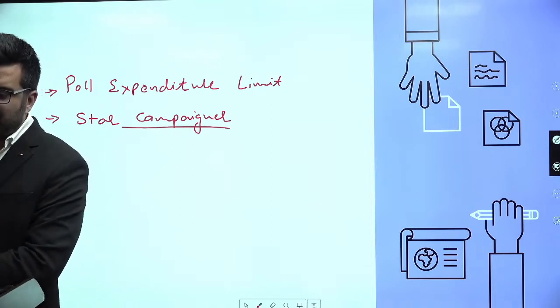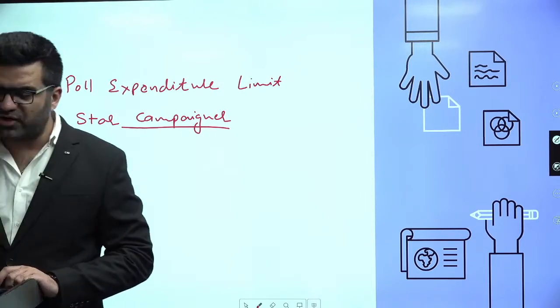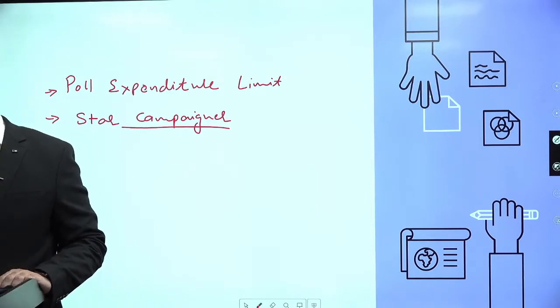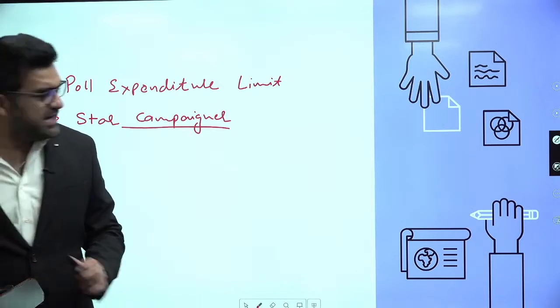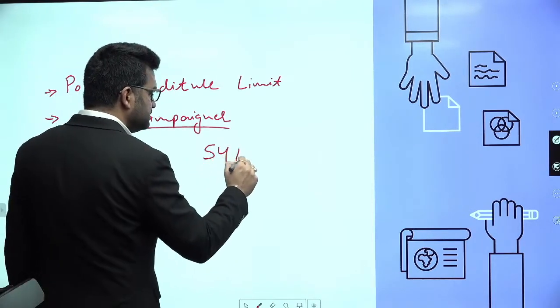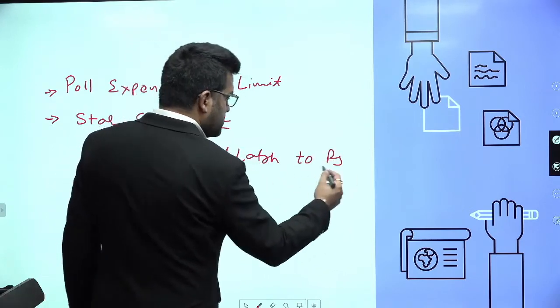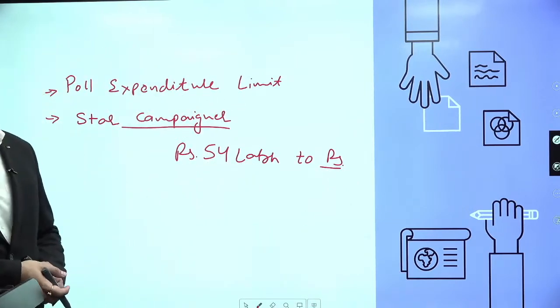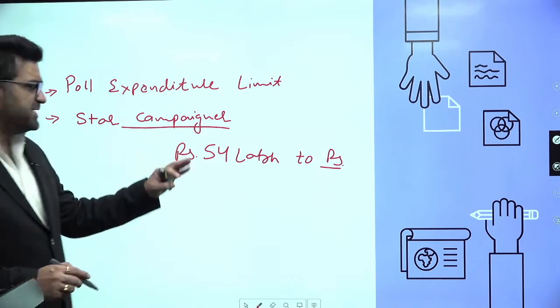Recently, in January 2022, the expenditure limit for candidates of Lok Sabha constituencies was increased from rupees 54 lakh to rupees 70 lakh.